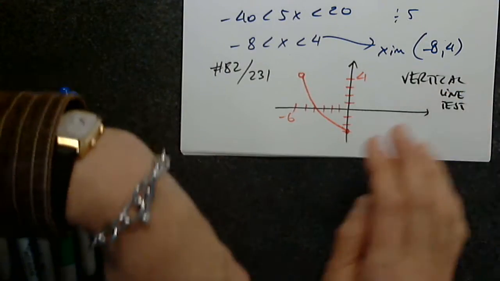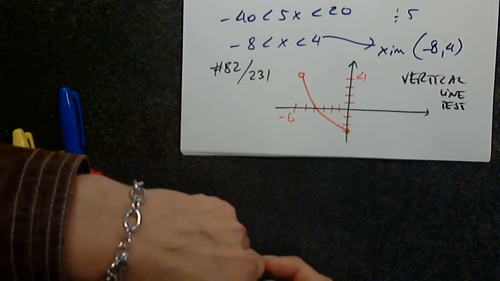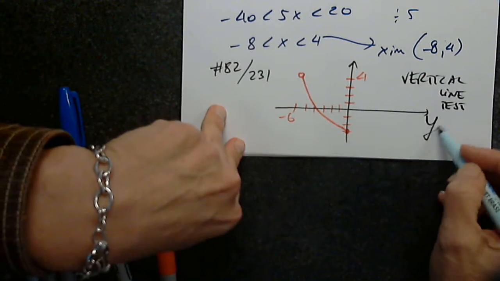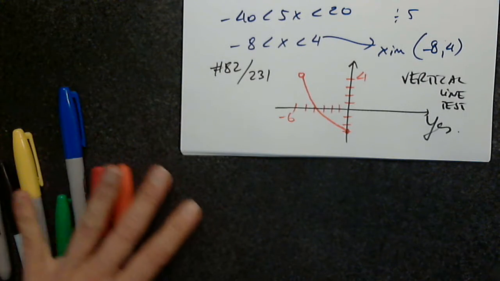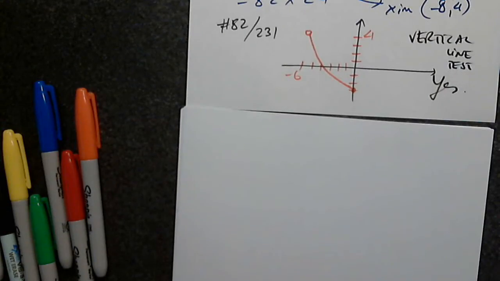So by the vertical line test, is this the graph of a function? Yes. Because every vertical line will cross the graph in one point. Good. So here is the next step.